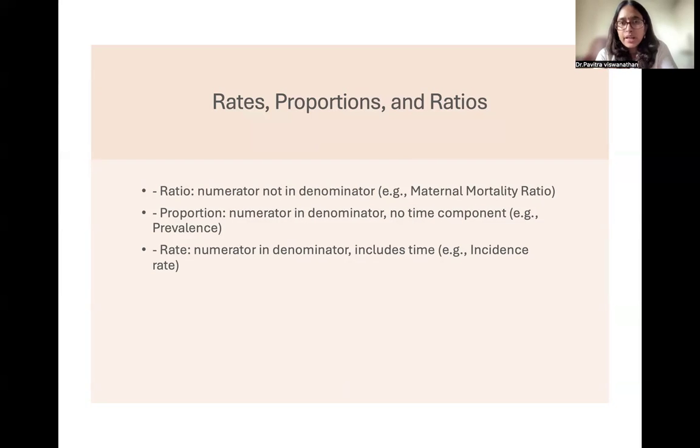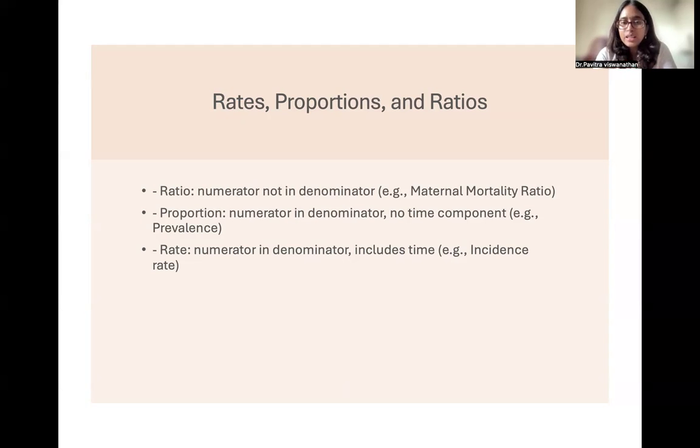statistical terms: rates, proportions, ratios. I just thought I will touch upon the topic. Ratio: whatever number you are having, the numerator part will not be there in the denominator. Example will be maternal mortality ratio. When somebody is using the term proportion, the denominator will have the numerator also as part. So it will be numerator divided by numerator plus denominator. And there won't be a time component in terms of proportion.